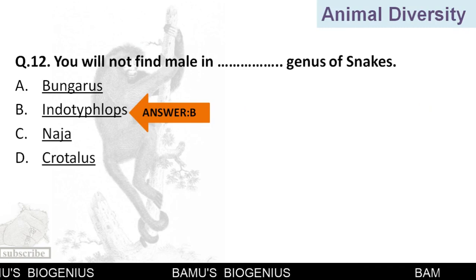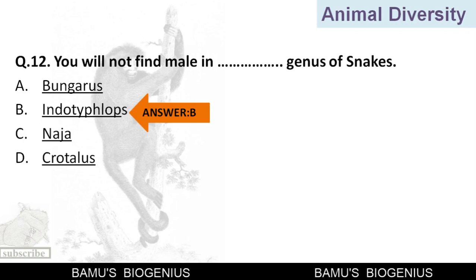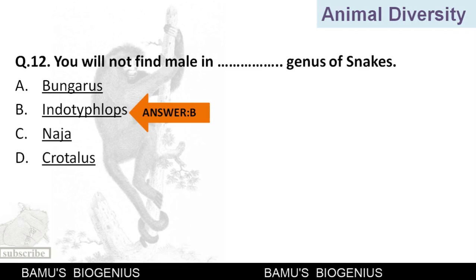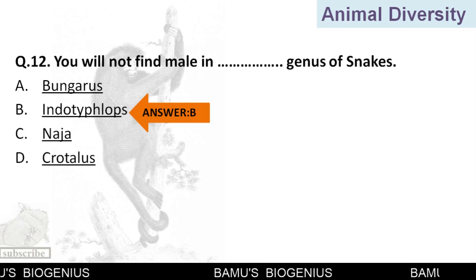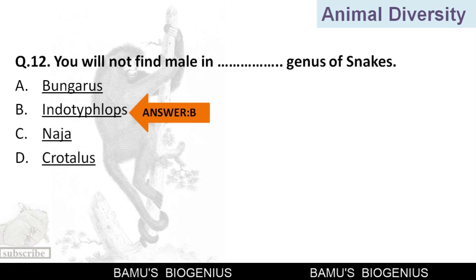Then question number 12. You will not find male in this particular genus of snakes: Bungarus, Indotyphlops, Naja, Crotalus. Answer is B, Indotyphlops. You know that Bungarus is a krait, Naja means cobra, Crotalus means kind of a viper. So the answer is Indotyphlops. Most of the time, these Indotyphlops are non-poisonous snakes, and these are also called the flower pot snakes.